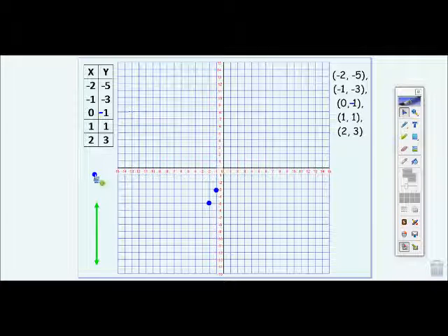0, negative 1. That means I'm not going to travel anywhere on my x-axis, but I am going to travel my y down 1. 1, 1 means my first positive x. I start at 0, I'm going to move to the right 1, and I'm going to move up 1. Both of those were positive. And 2, 3, over 2, and up 3.